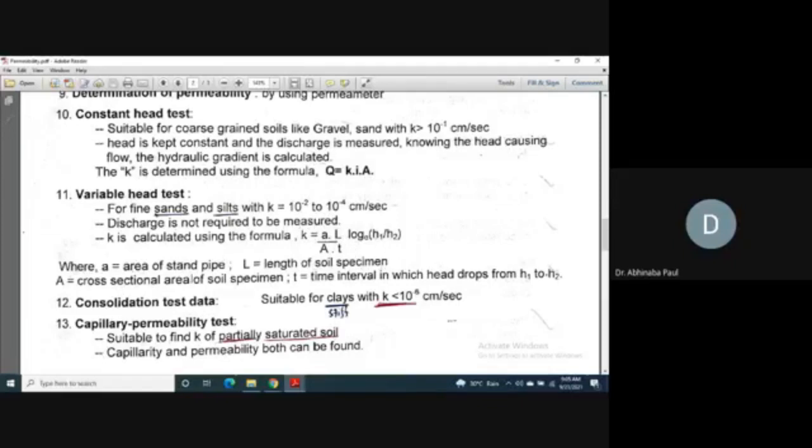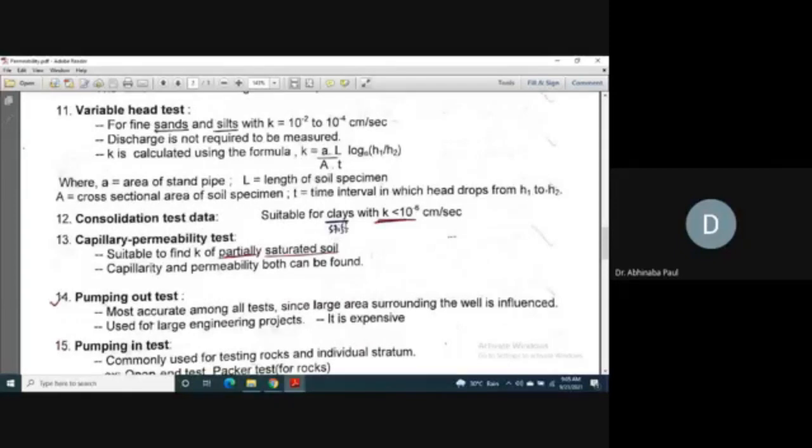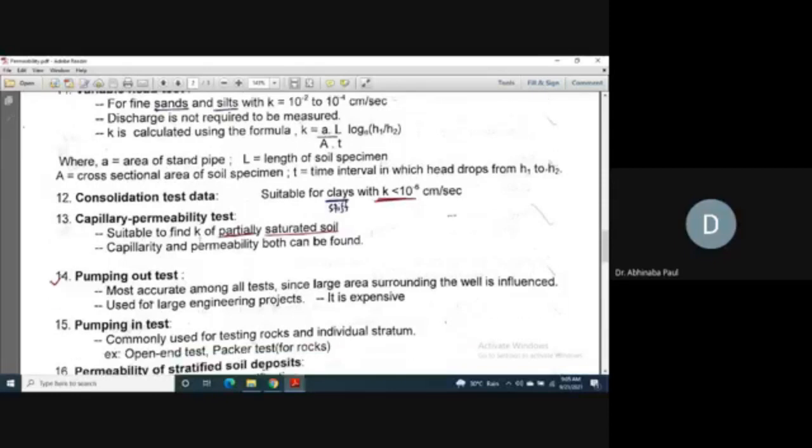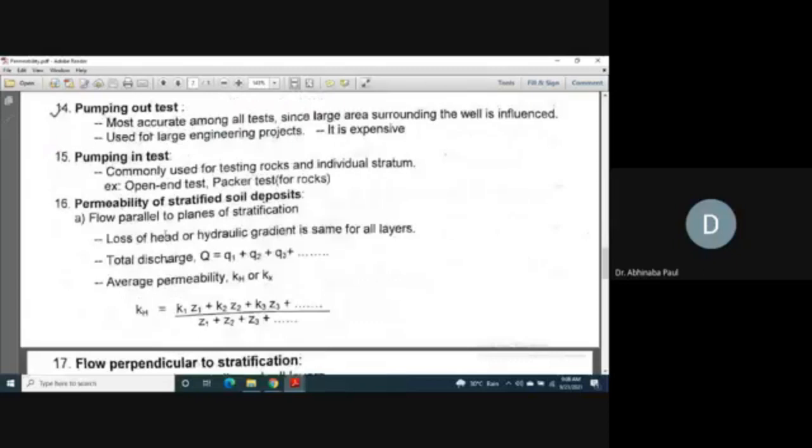So these things are mentioned here. If you have done this test, you can understand. Next is for clays. For stiff clays, we can go for the consolidation test. From consolidation data also, we can find out the permeability. Other things are there too. You can see, just have a look.